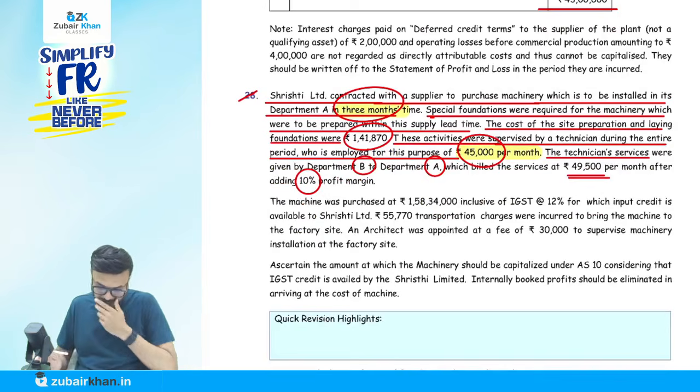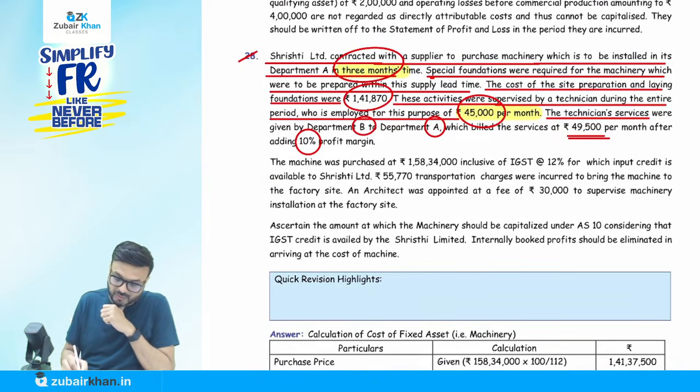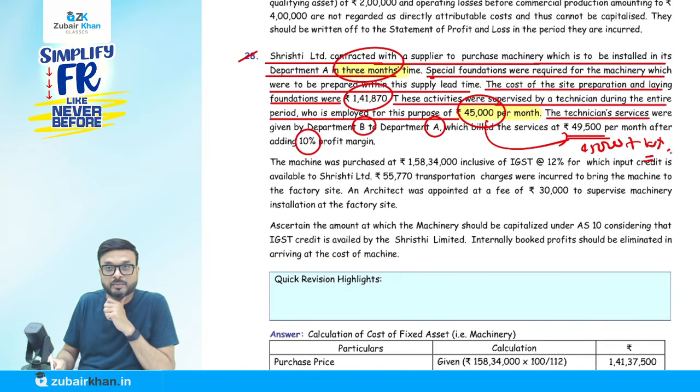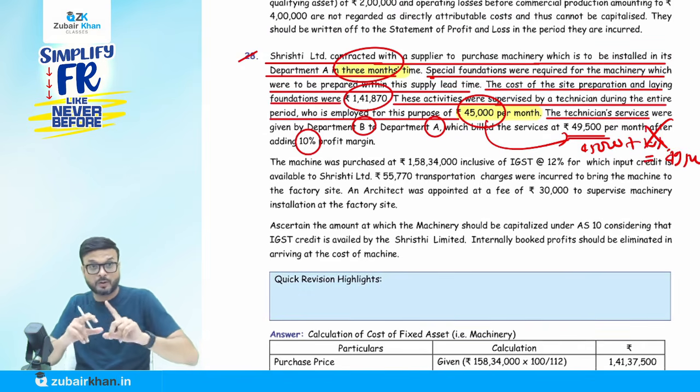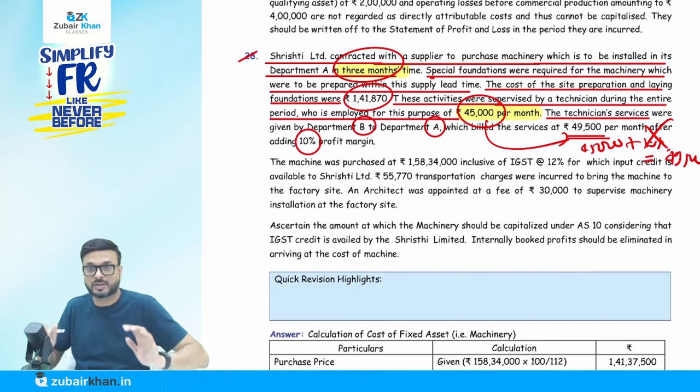Okay, they have mentioned something about the per month 10% margin on that. The technician service given with... okay, no, sorry. They're talking about this service only, this technical service. Okay, this is 45,000 plus 10%, correct. That is coming 49,500. So this is not a part of the cost of PP. I told you, internal company transaction, only cost we have to cover.